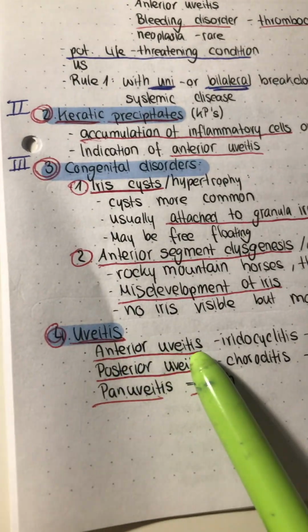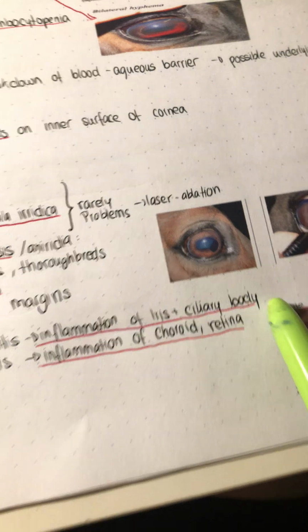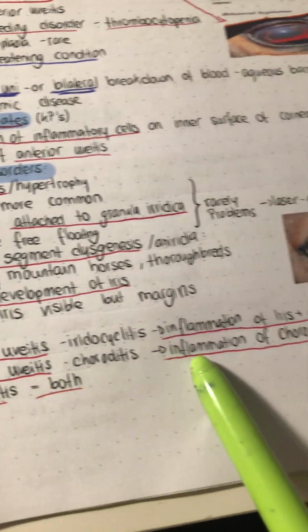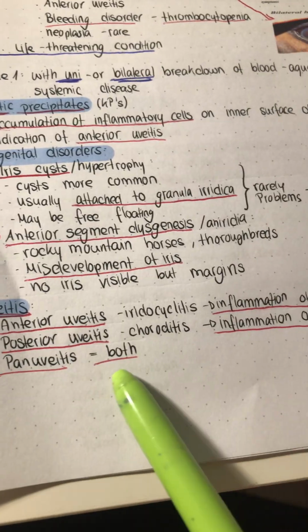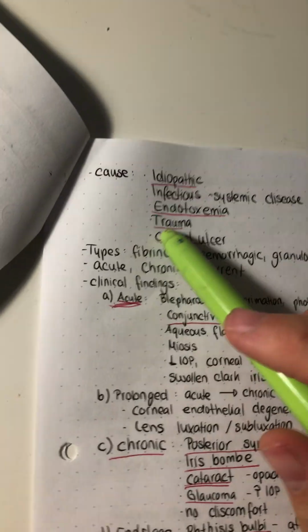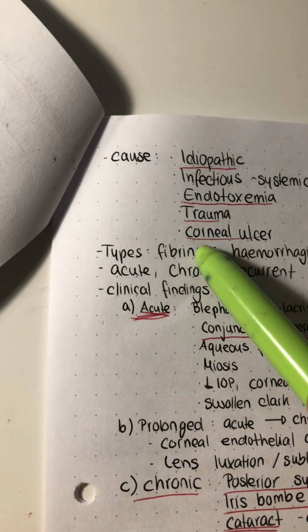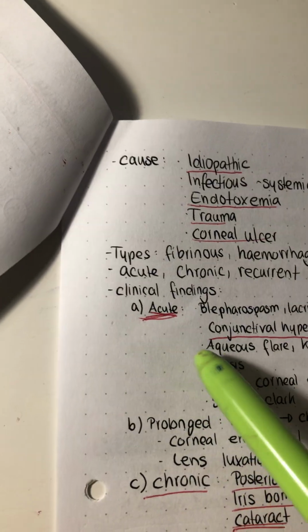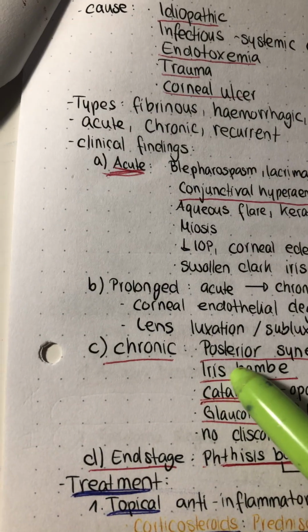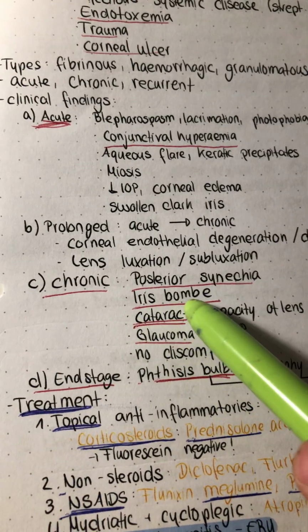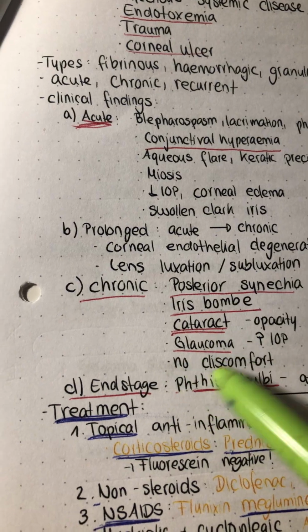Or uveitis. You can have anterior uveitis, this is inflammation of the iris and the ciliary body. You can have posterior uveitis, this is inflammation of the choroid and the retina, and panuveitis is inflammation of both. And the cause can be idiopathic, endotoxemia, trauma, or corneal ulcer. When it's acute, you can have conjunctival hyperemia, and when it's chronic, you can have posterior synechiae, iris bombe, cataract, and glaucoma. And in end stage, you can have phthisis bulbi, this is when the eye goes completely blind.